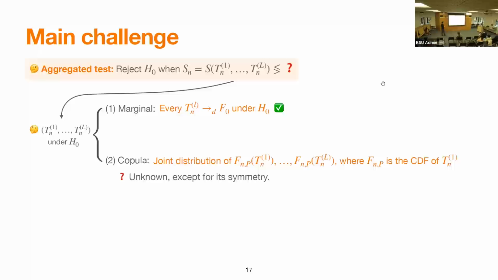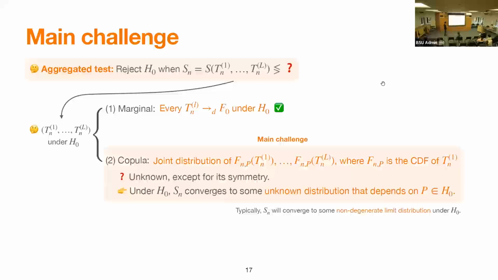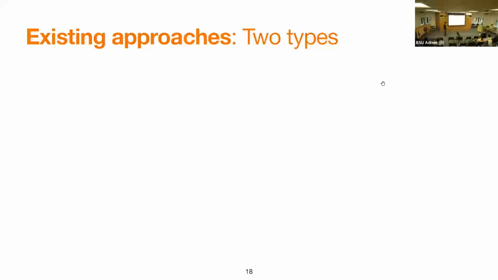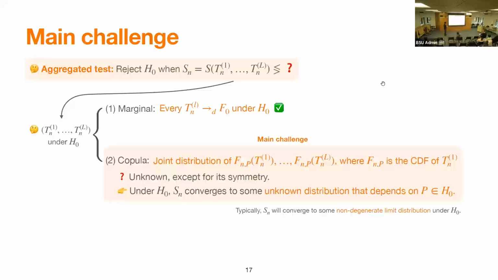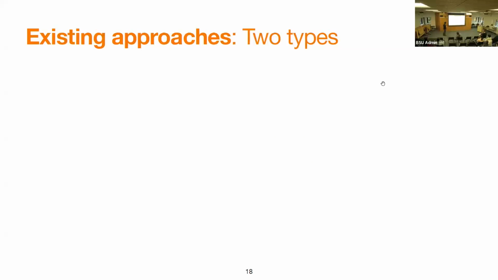So actually, we don't know anything about the copula, except that it should be symmetric because it's exchangeable. But other than exchangeability, there's nothing we can safely say about the copula. At best, we can assume under the null, this copula converges to some tight copula, but we don't know the distribution of this copula.